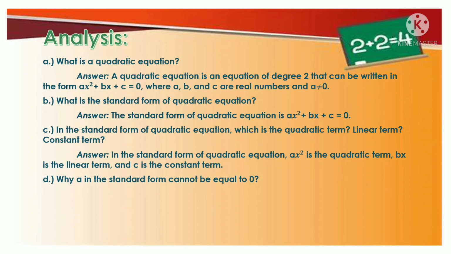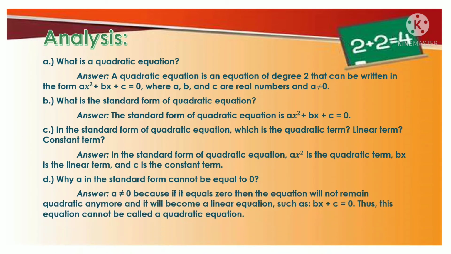Letter D is, why in the standard form can a not be equal to 0? So a cannot be equal to 0 because if it equals 0, then the equation will not remain quadratic anymore and it will become a linear equation such as bx plus c equals 0. Thus, this equation cannot be called a quadratic equation.